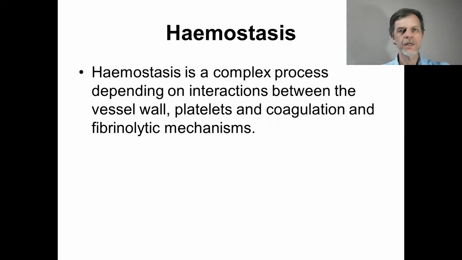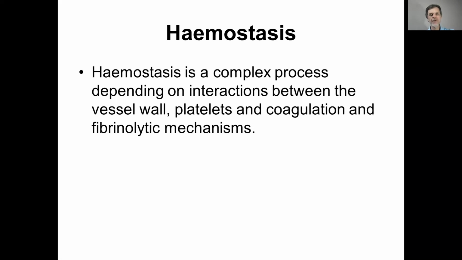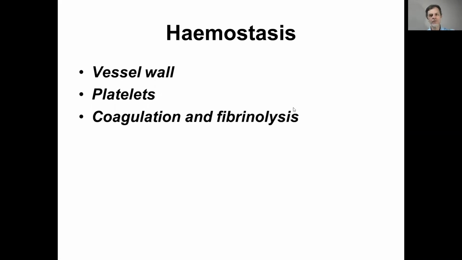So, hemostasis is a complex process depending on interaction between the vessel wall, platelets, and coagulation and fibrinolytic mechanism. So, if you cut your finger, if I cut my finger, what happens? Why does bleeding stop? We have three mechanisms to stop bleeding, to avoid losing blood. This is vessel wall properties or features of the vessel wall. This is platelets or thrombocytes, and this is coagulation and fibrinolysis.